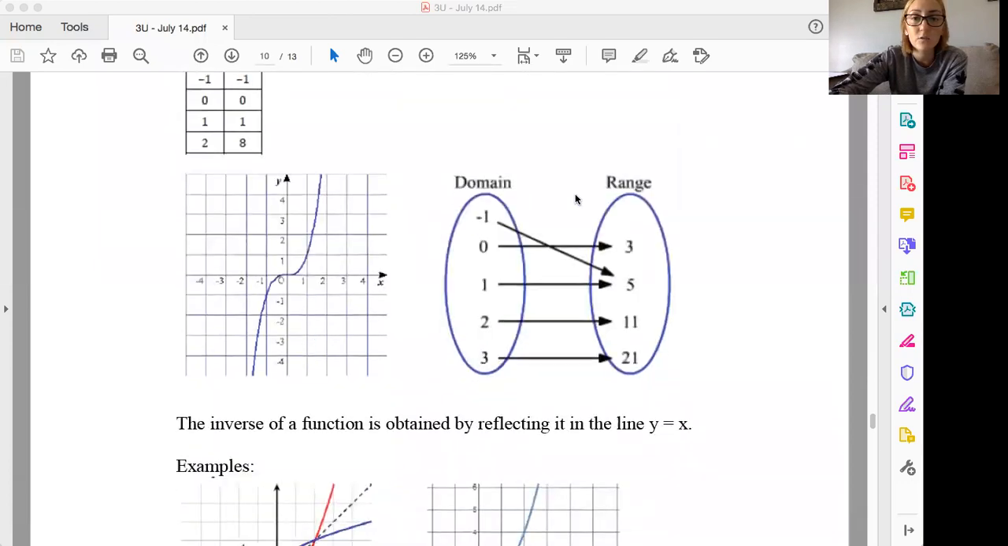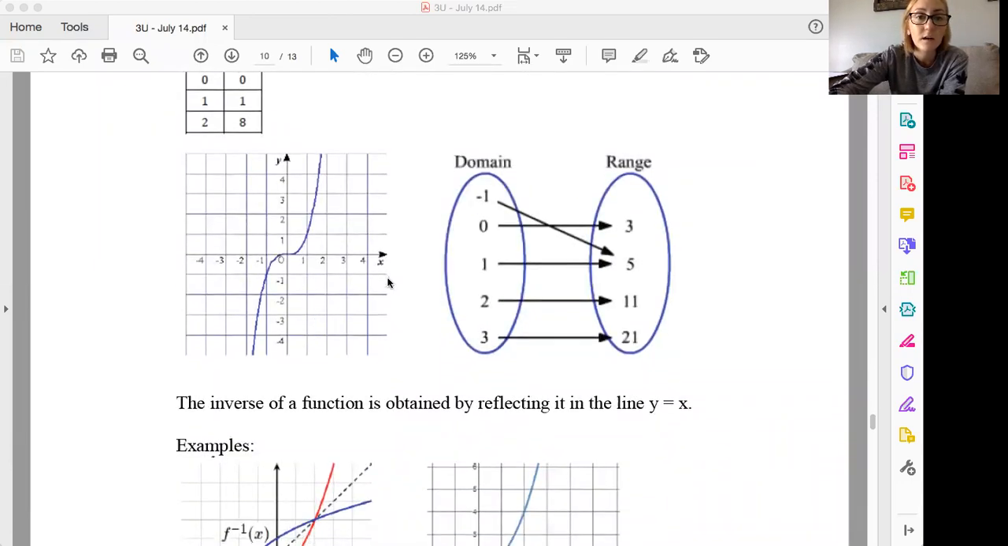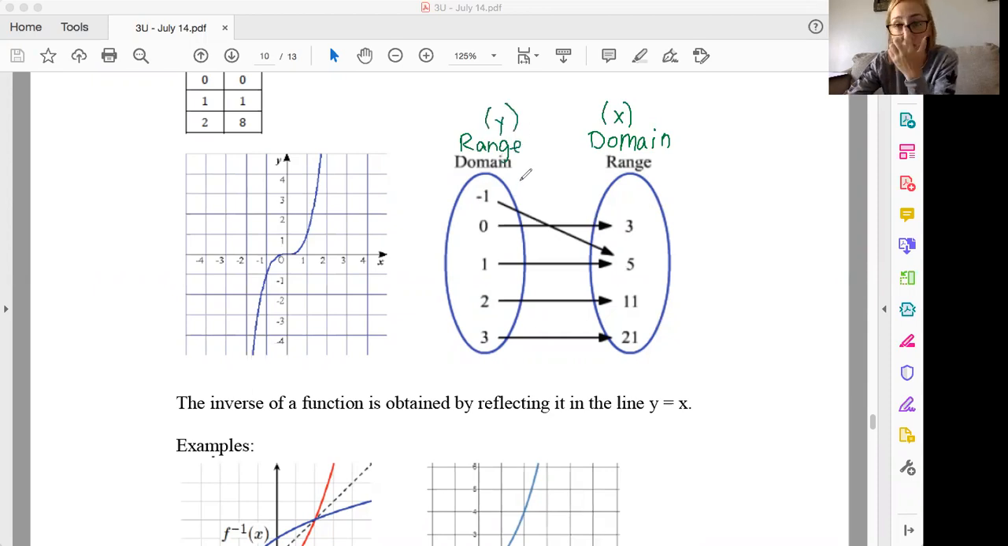Okay, so we have our domain and our range here. Our domain would now become these numbers, so all of our x values would be 3, 5, 11, and 21. And our range would be this, so these would be our y values. It literally just switches the y points and the x points.